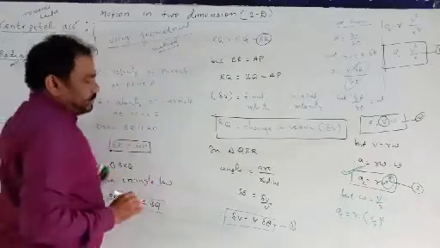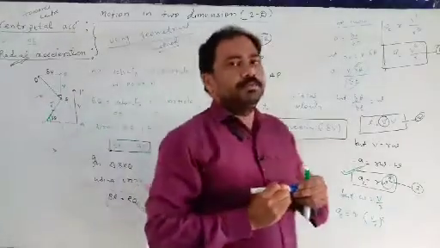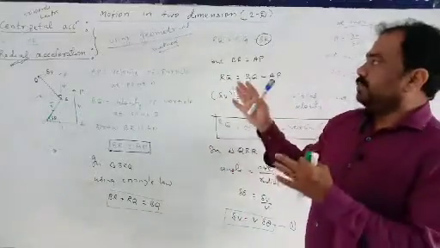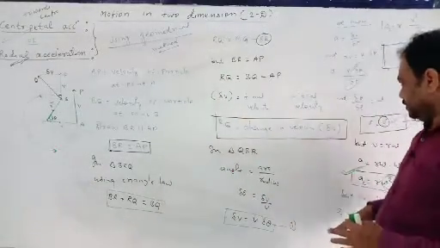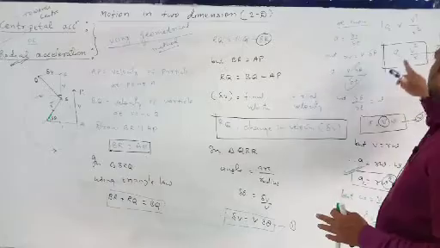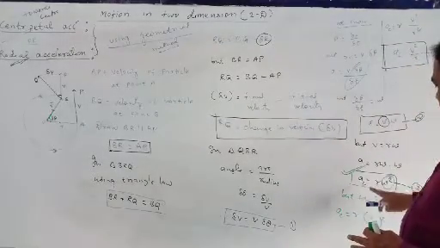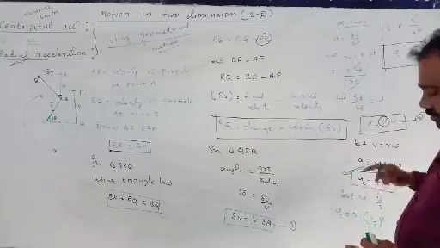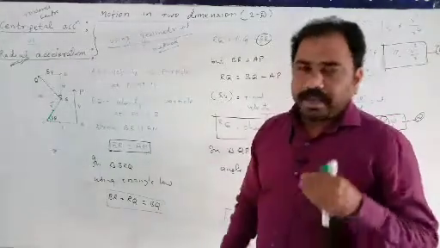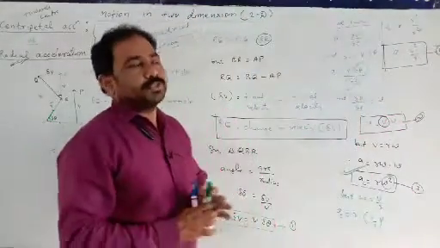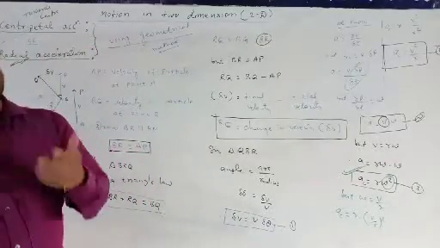With the help of this method we have already proved that the magnitude of centripetal acceleration is equal to v square by r, or we can say centripetal acceleration is equal to r omega square. So these are the magnitudes of centripetal acceleration which we have seen in our previous videos.